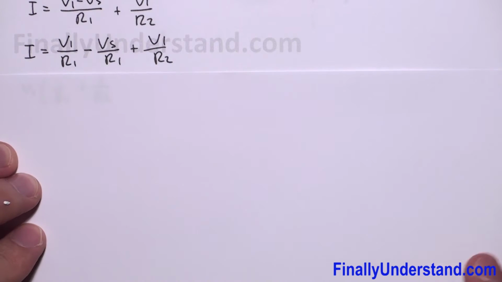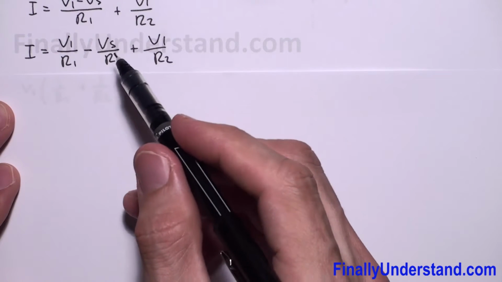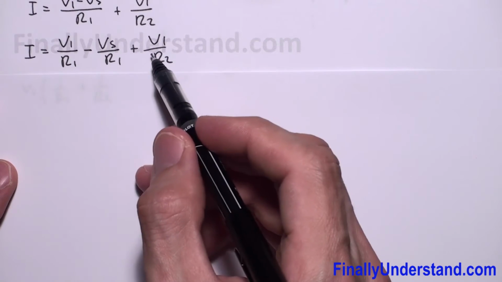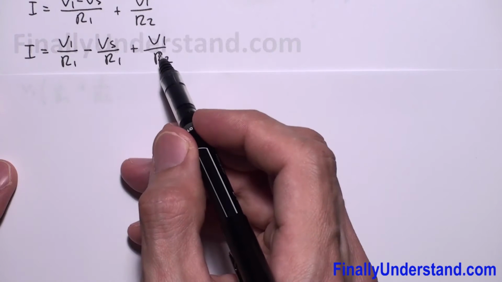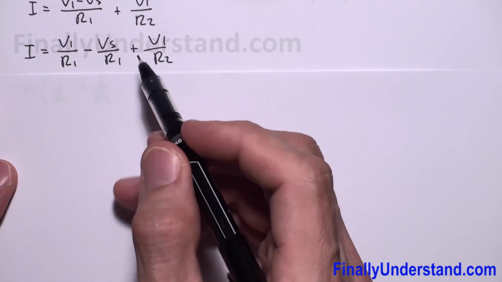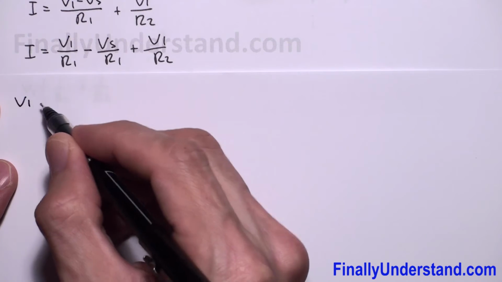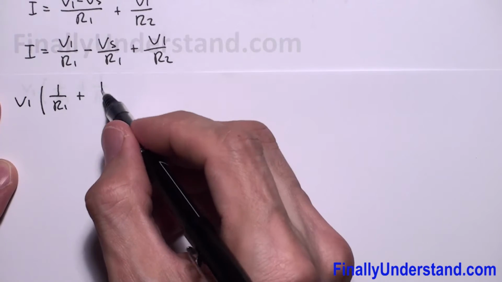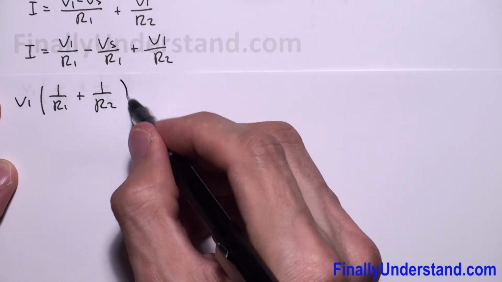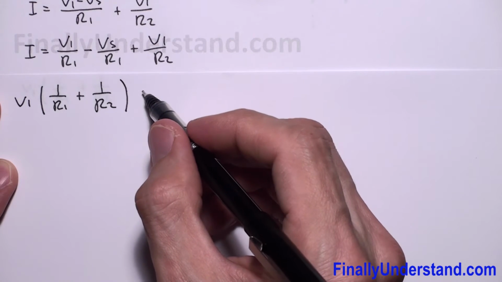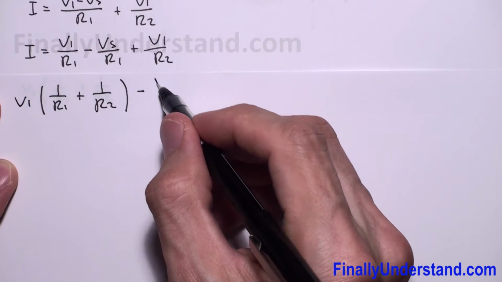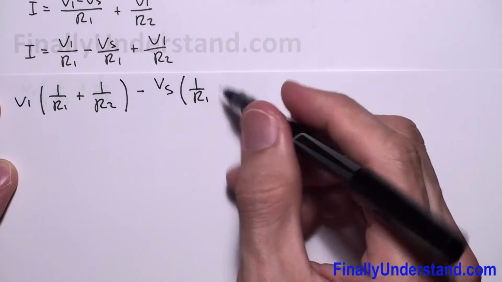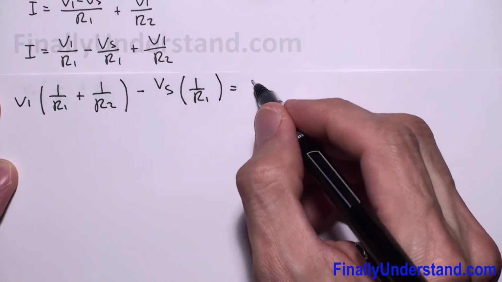Now we are going to rewrite this equation. I'm going to move everything from the right side to the left and from the left to the right, and at the same moment, I'm going to factorize. So I have V1 and V1. I'm going to factorize V1 from these two fractions. So I have V1 times (1 over R1 plus 1 over R2), minus Vs times 1 over R1, and this is equal to I.